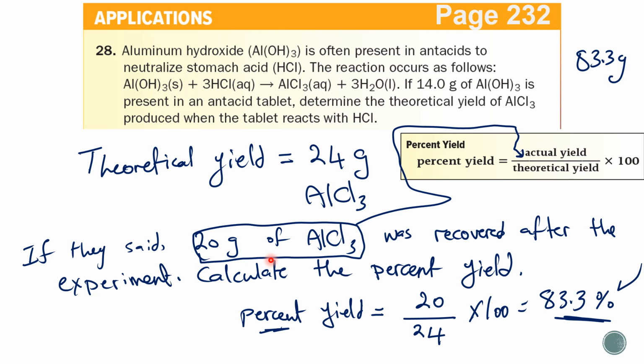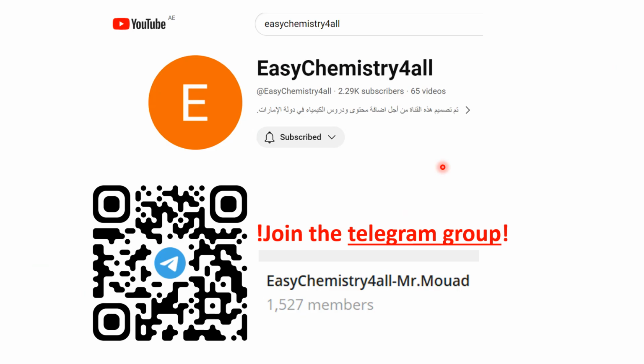So basically هذا الدرس هو عبارة عن الدرس الثاني اللي هو mass to mass problem, ويعطينا الأكتوال yield ونستخدم هاي المعادلة. Okay? And that's the end, guys.